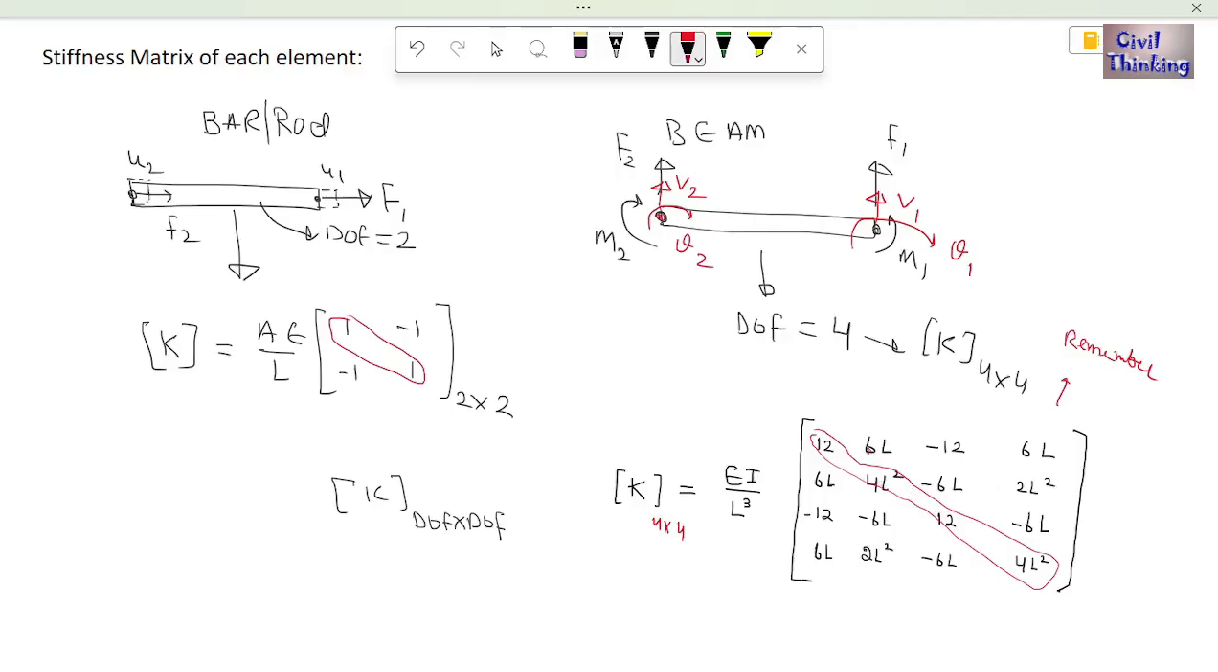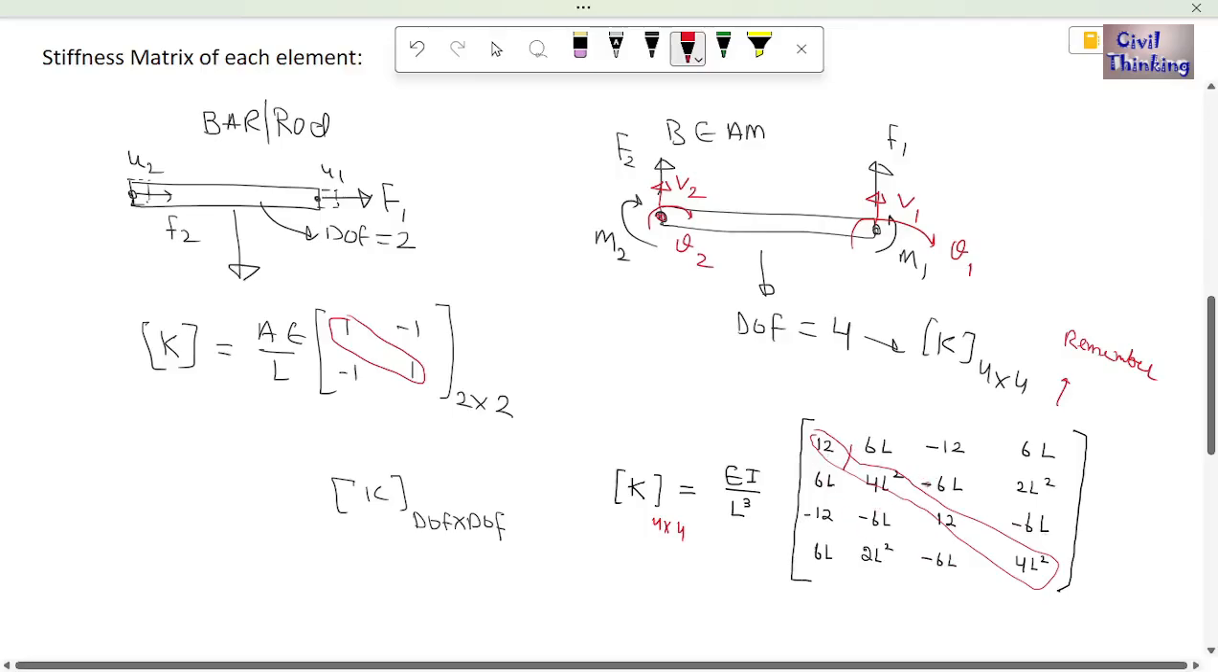For example, here it is 6L, so it is going to be 6L. Now here it is minus 12, it is minus 12, okay? Here it is 12 square, here it is 12 square, okay? Here it is minus 6L, and here it is minus 6L, okay? So you can see they are symmetric, right? This is 6L, this is 6L, this is 12 square, this is 12 square, okay? Minus 6L, minus 6L, okay? They are positive.